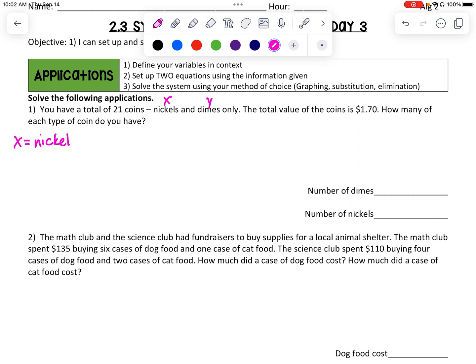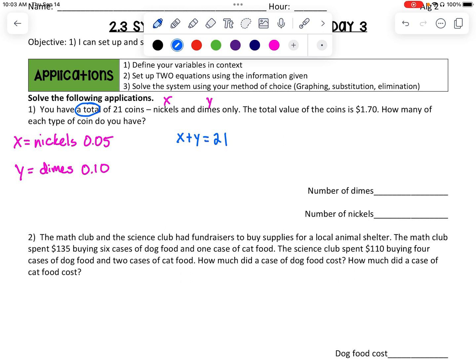Just a reminder, nickels are 5 cents, so 0.05. And dimes are going to be our y, and dimes are 10 cents. When we make an equation, we're frequently going to have one equation that has to do with the total. The total is 21, so you would just add the two variables together to equal 21.